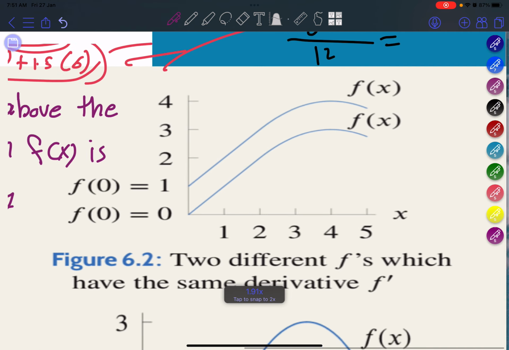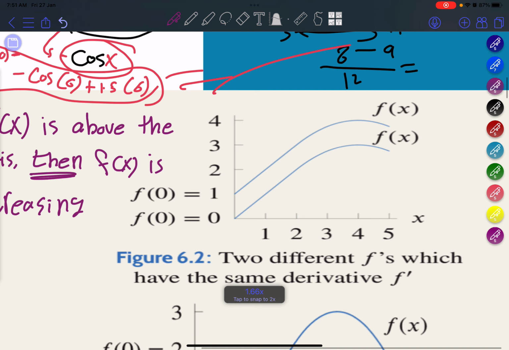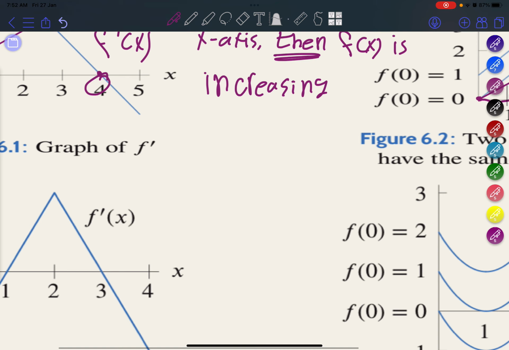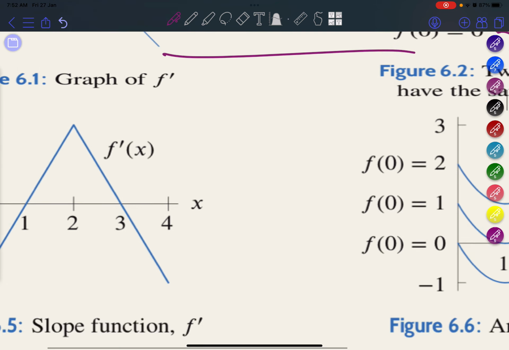If you see here, this is the original function, and we have two initial conditions, which are f of 0 equals 1. We see that from the interval 0 to 4, the function is actually increasing, and only at 4 it starts to decrease. Let's take another rule with another example.